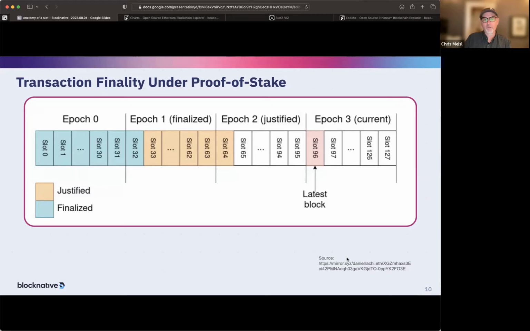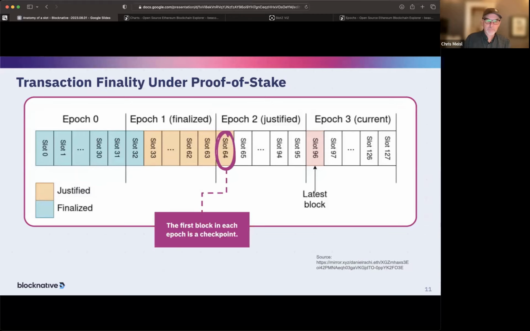So let's walk through this timeline. At the beginning of every epoch, the first slot is special, and it's called a checkpoint slot. That one is used to basically say that the previous one is now in a locked in state.